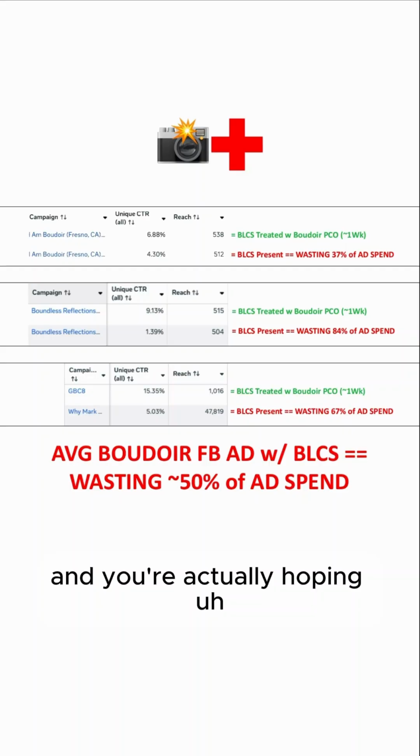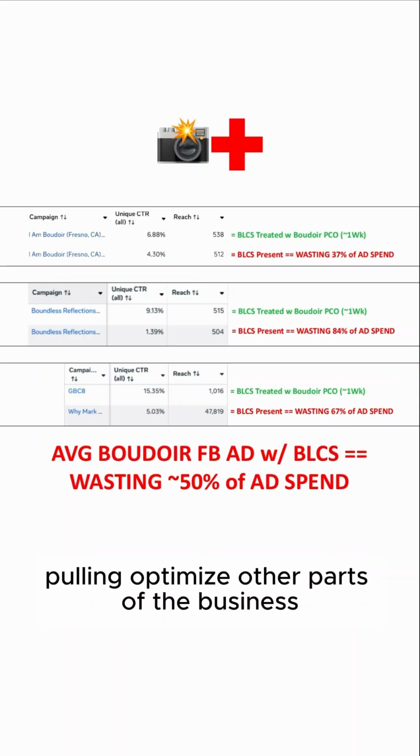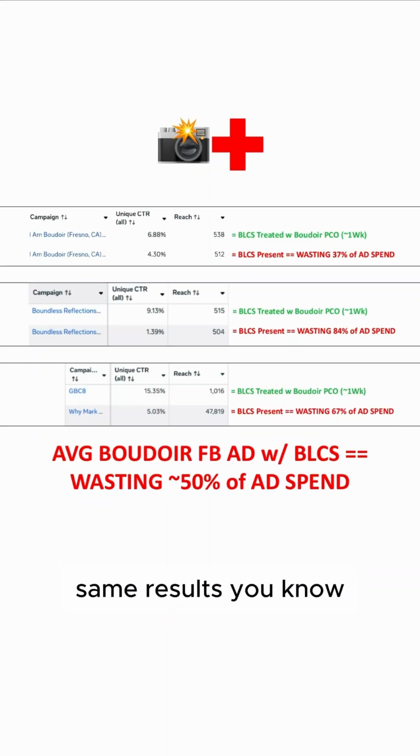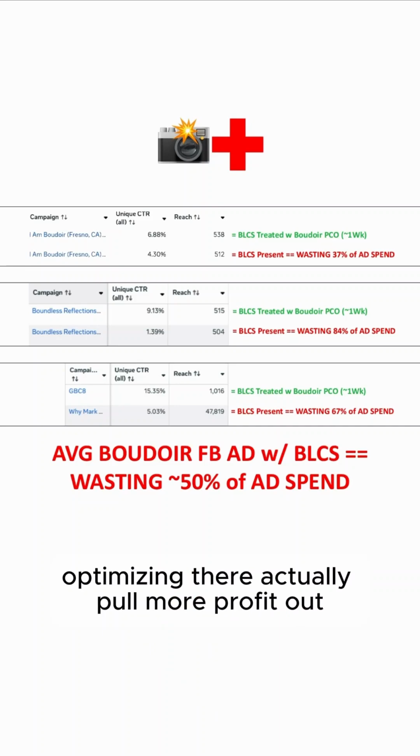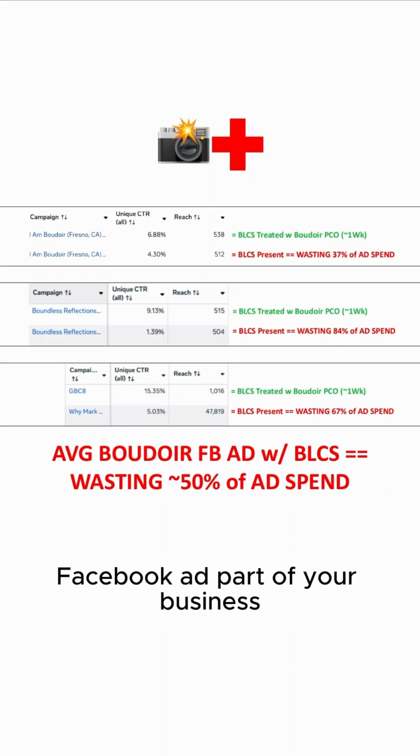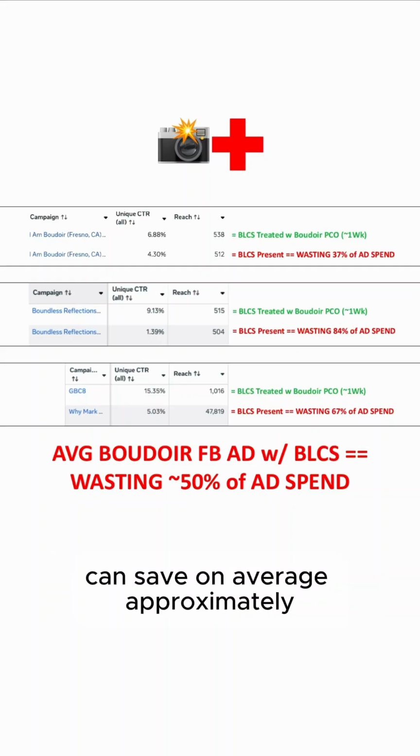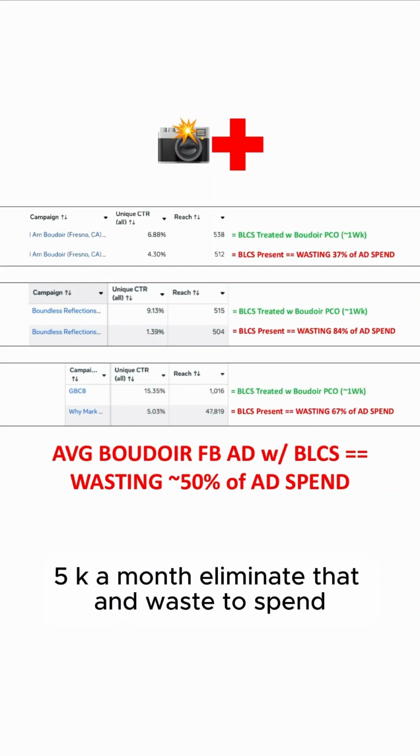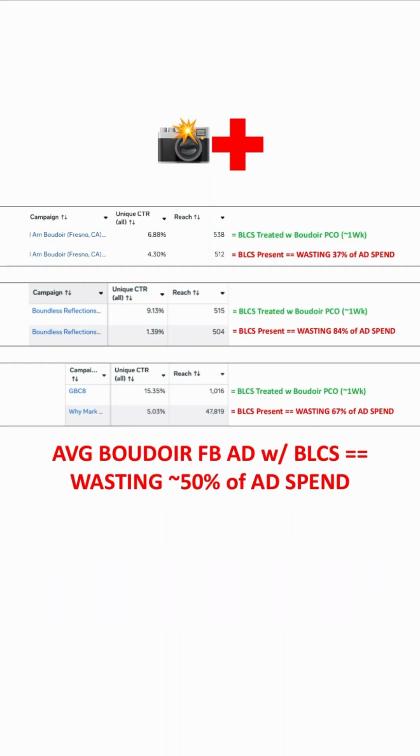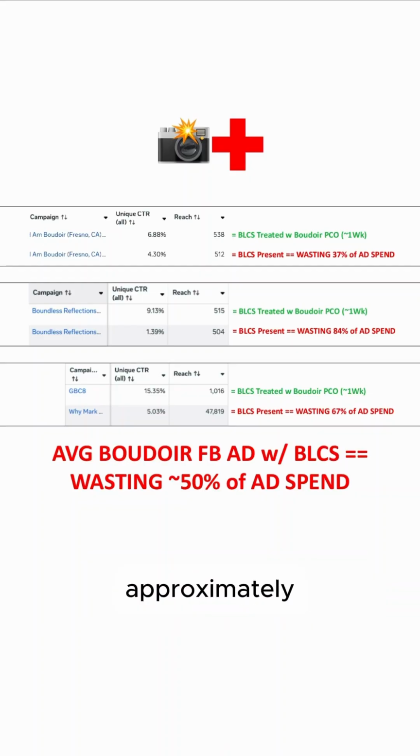And you're already optimizing the business, optimizing other parts of the business. Same effort, more results, or less effort, same results. Optimizing there, actually pull more profit out. And you're now ready to do that for the Facebook ad part of your business, because you see Boudoir Pico, you can save on average approximately 5K a month. Eliminate that wasted spend, put that back in your pocket so you don't have to spend it. So that'd be like 60K over the next 12 months approximately.